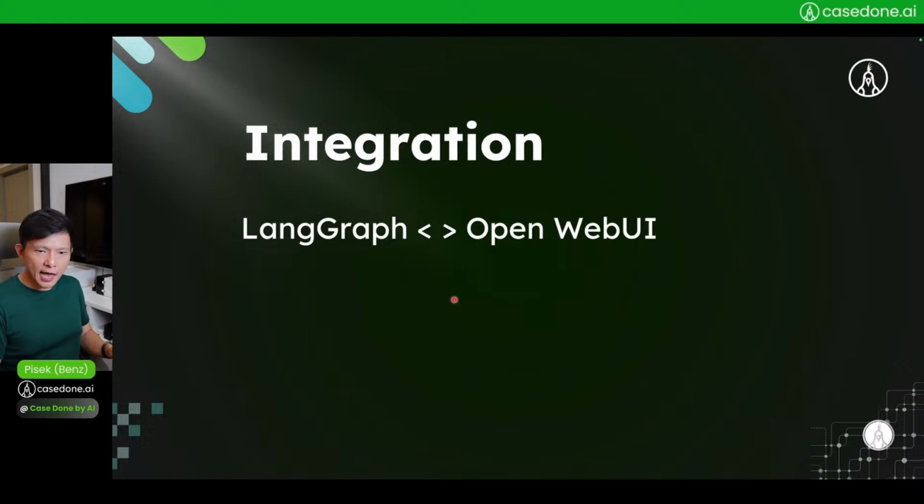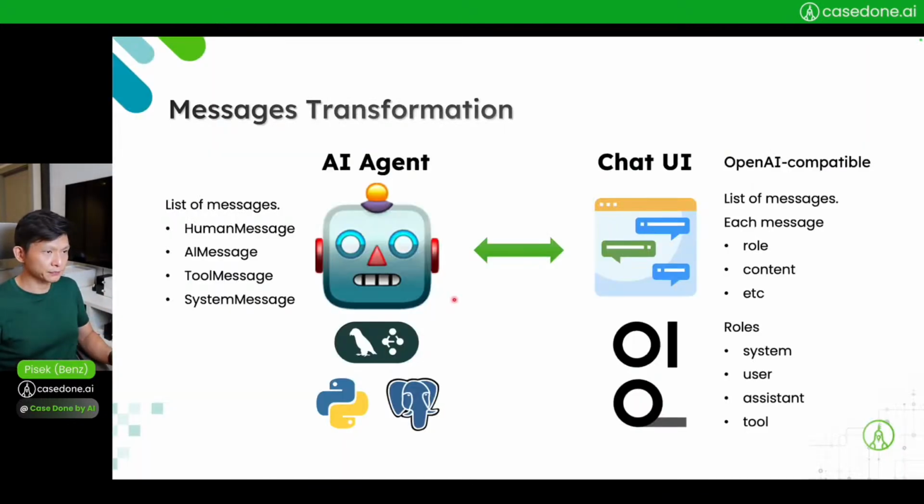All right, the last part of our talk this episode is the integration. That's what we want, right? We made a LangGraph agent. I showed you how it works. Now we want to implement it in Open WebUI via pipelines. There are two main things that you need to do. Message transformations.